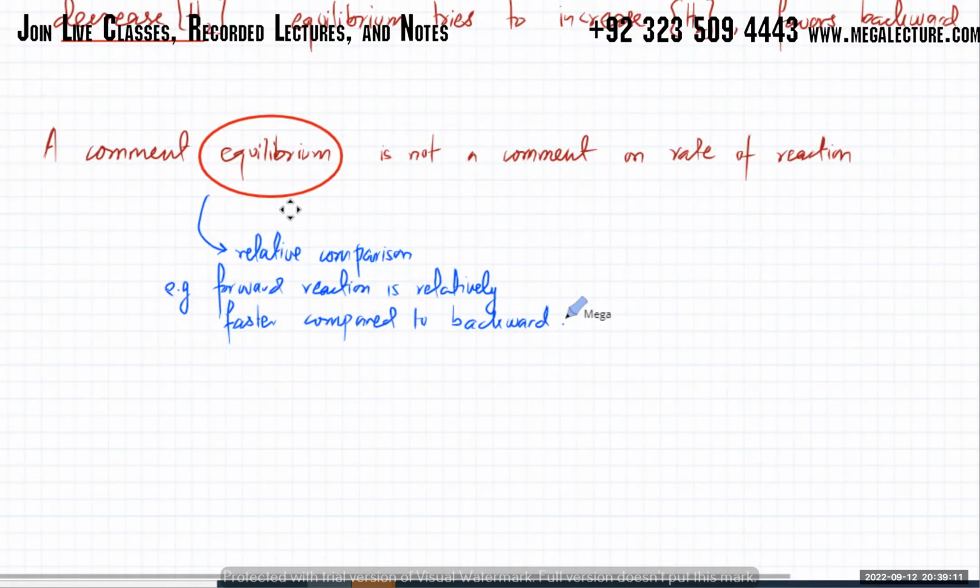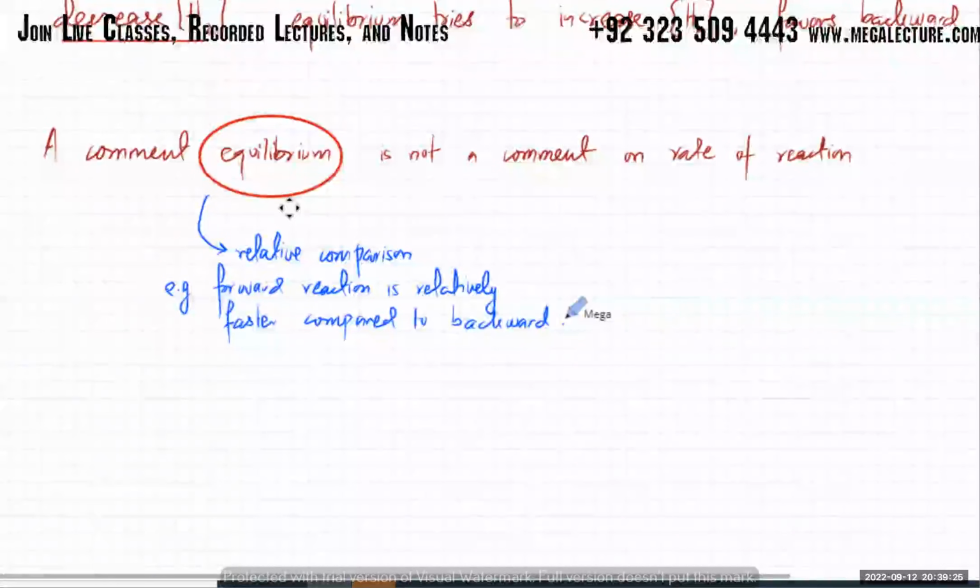ये बात समझ आई equilibrium वाली बात सारों को. अब्दुल्ला हुनैद साद clear है? Yes, sir. ठीक है. So remember, an equilibrium comment is not a comment on the rate of the reaction. Maybe both of the reactions are speeding up, or maybe both of the reactions are slowing down. ठीक है. Rate of reaction is a totally different thing.